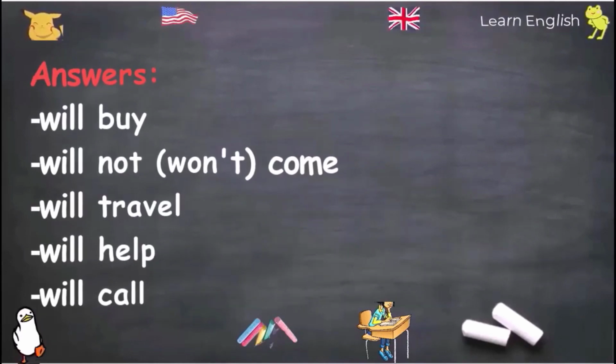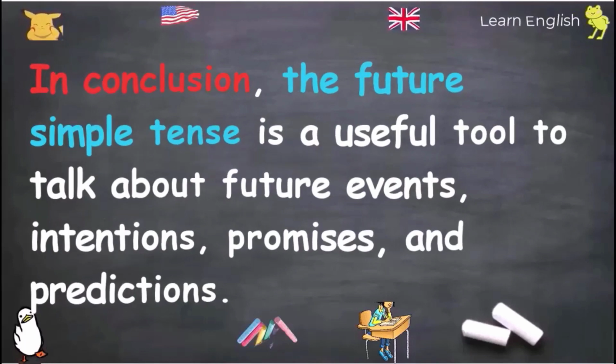Answers. Will buy. Will not, won't. Come. Will travel. Will help. Will call. In conclusion, the future simple tense is a useful tool to talk about future events, intentions, promises, and predictions.